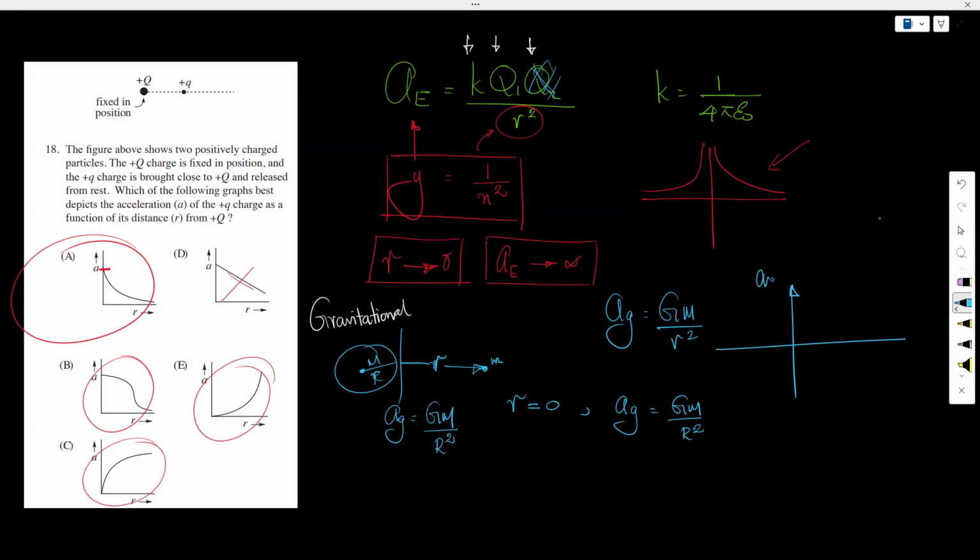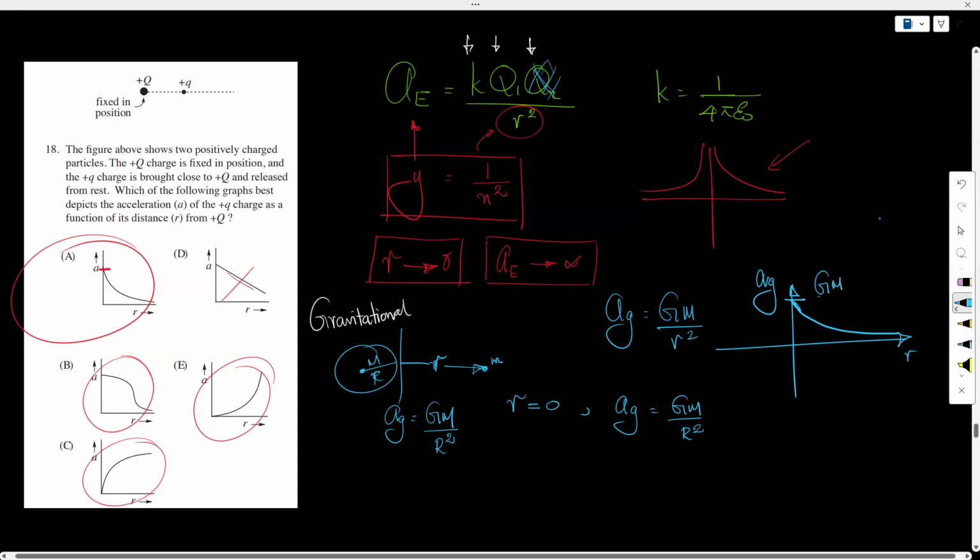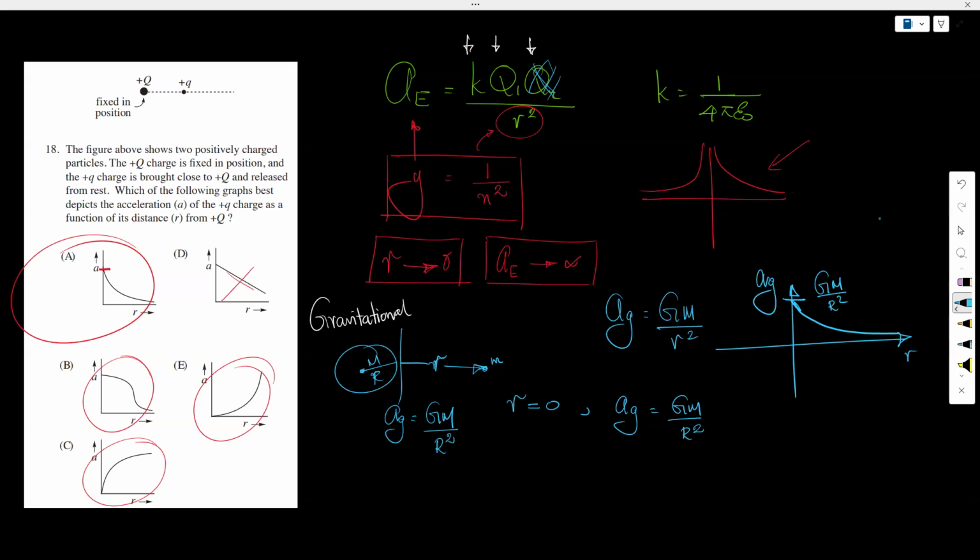So in this case, we can have a graph that is intersecting the y-axis, and the intersection point is capital GM over capital R squared. So that is the intersection point. All right. Any questions? Cool.